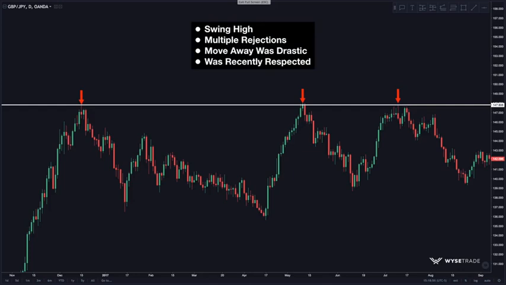The first factor that this satisfies is that this area is a swing high, meaning the highest point that price has reached in this time period. The second factor is the multiple rejections, as you can see, 3 in total. The third factor is that the move away was significant, as you can see price tanked down every time it got here. And the fourth factor it satisfies is that it was recently respected, meaning that price reversed from here in a recent time period, as you can see by the recent third rejection.